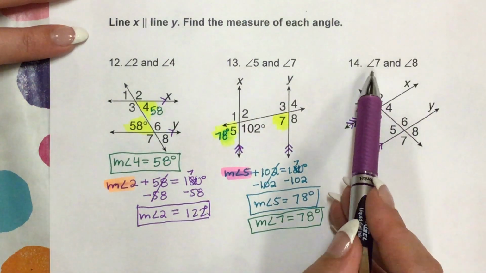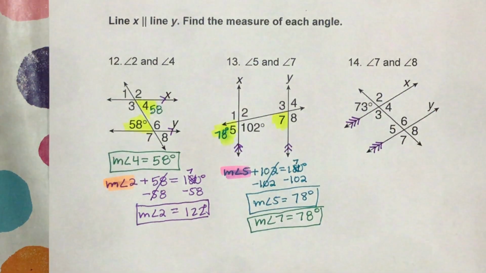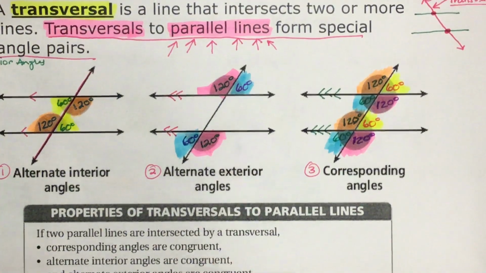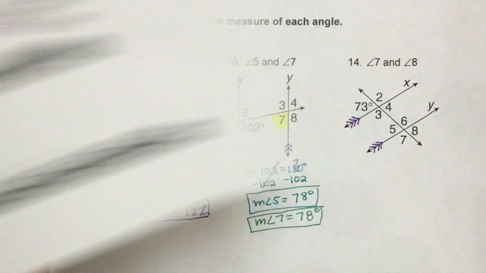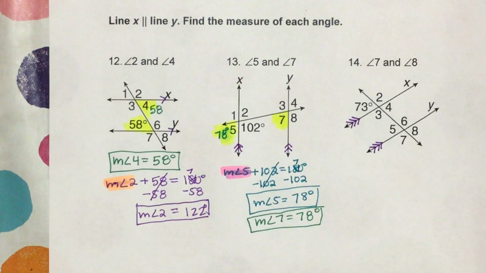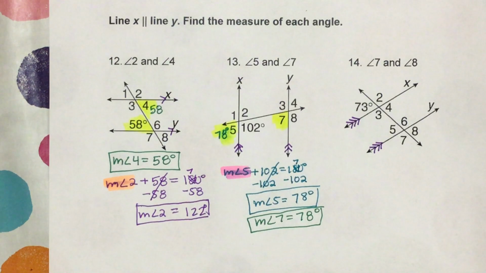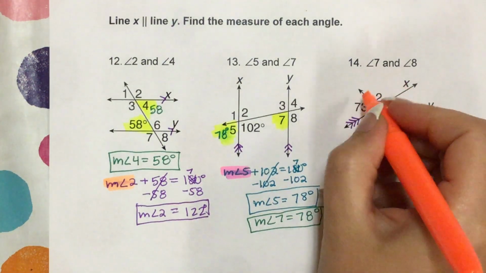Okay, we need to figure out what 7 and 8 are. The only thing we have is 73 degrees. But we do know that they're parallel, which opens the door to the alternate interior angles, the alternate exterior angles, and the corresponding angles. Okay. We have 73. 73 is a happy little angle right here. Oh no, I think 73 wants to be orange. Orange is kind of a happy color.